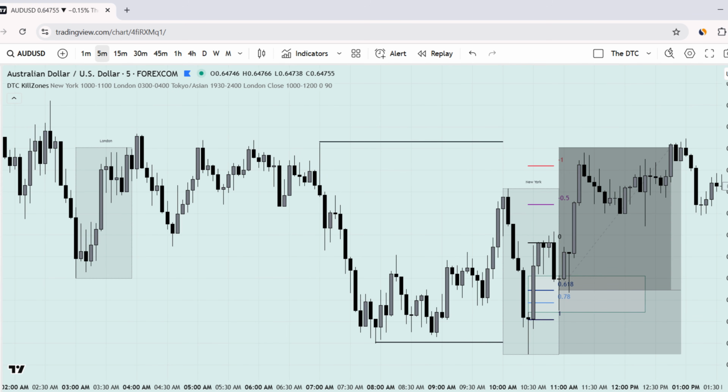Now, not every day produces a trade, and that's fine. Sometimes the FVG forms but doesn't get tapped. Other times, price doesn't fully sweep liquidity. That's okay. This model's power is in its selectivity. It's better to take 2 high-probability setups a week than 10 random impulses.